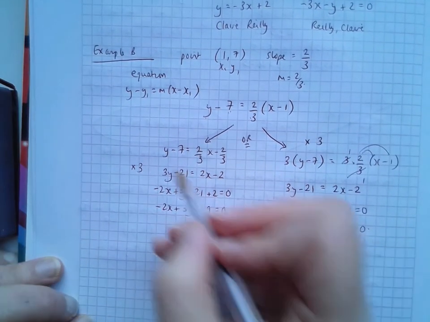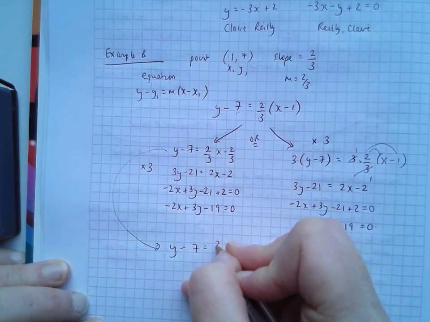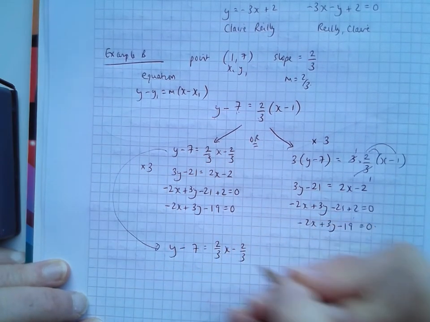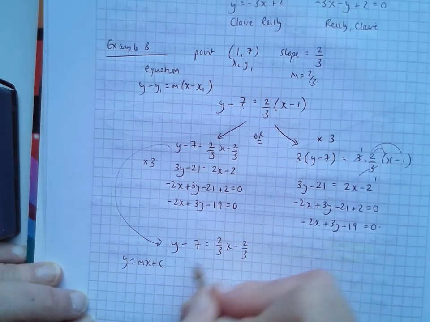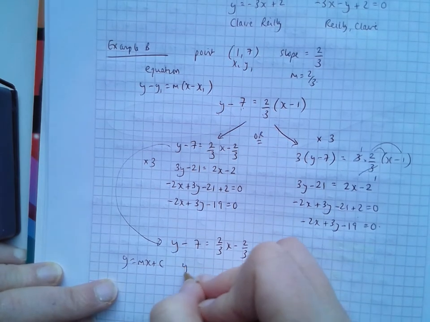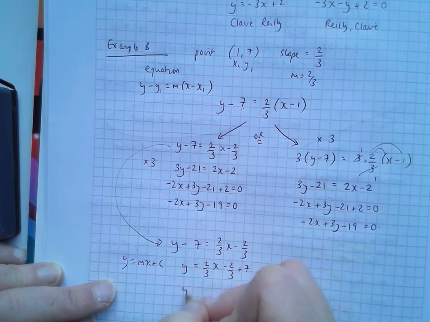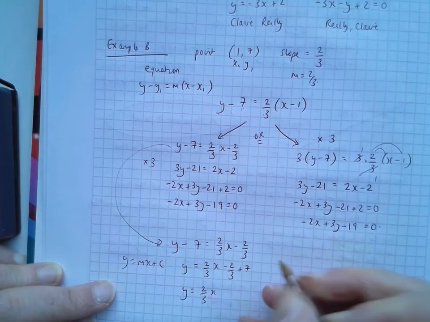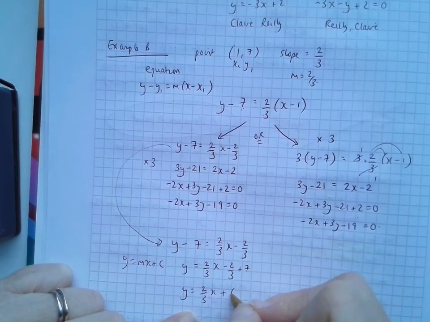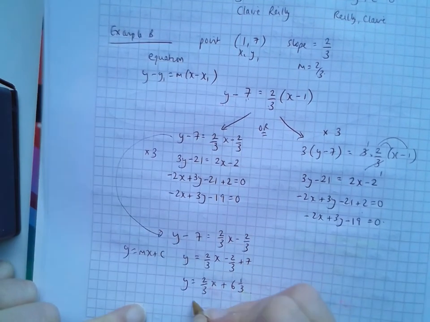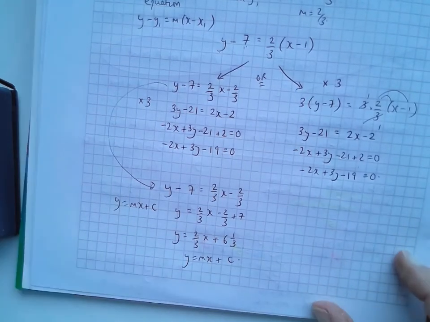Now let's just go back up here very quickly. We had this y minus 7 is equal to 2/3 x minus 2/3. If we were to write it in the form y equals mx plus c, then from here we could go straight to this, couldn't we? Because we could say y is equal to 2/3 x minus 2/3 plus 7. So y is equal to 2/3 x minus 2/3 plus 7 is going to be what, 6 1/3, so plus 6 1/3. So now we have it in the form y equals mx plus c. Okay, I hope that's useful.